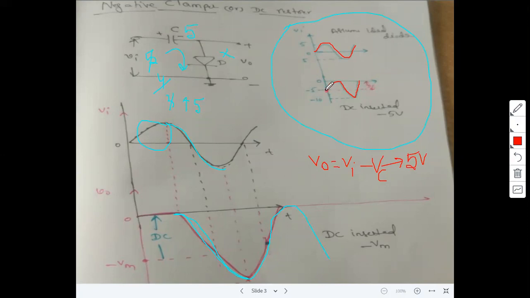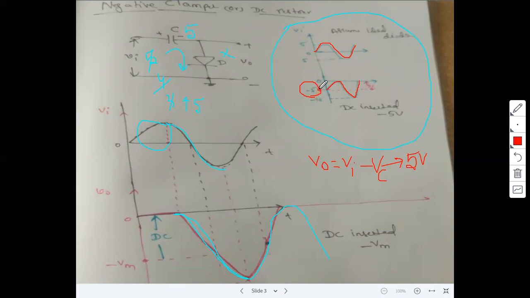So that's why -5 volt DC is inserted in the circuit. Remember this one. How much DC? Because clamper circuits are also called DC inserter circuits or DC restorer circuits. So how much voltage is inserted to the output? -5 volts is inserted. So at t is equal to 0, what is V naught? That much voltage is inserted to the circuit, right?